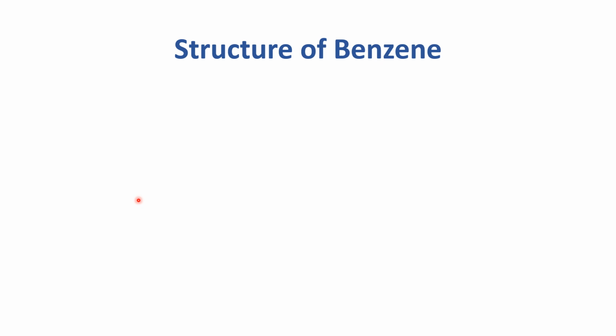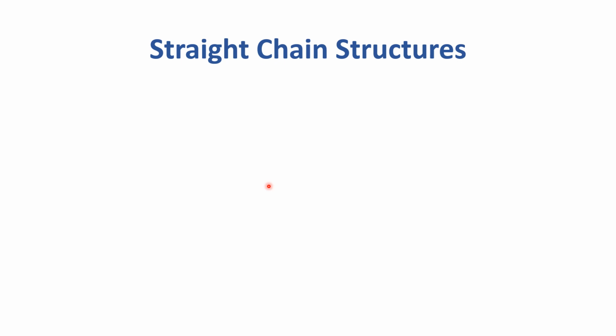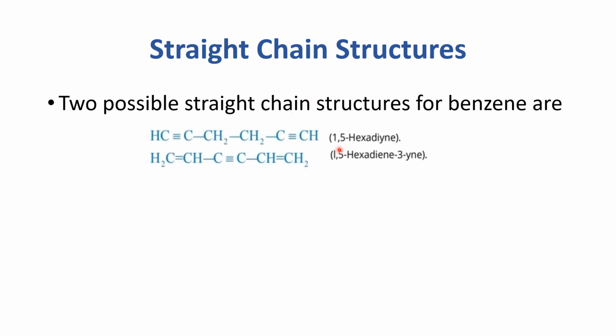If we talk about the molecular structure of benzene, its formula is C6H6. It indicates that it is a highly unsaturated compound. In the previous slide, we talked about the molecular structure of benzene. Let's learn about its straight chain structures. Two possible straight chain structures for benzene are 1,5-hexadiene and 1,5-hexadien-3-yne.